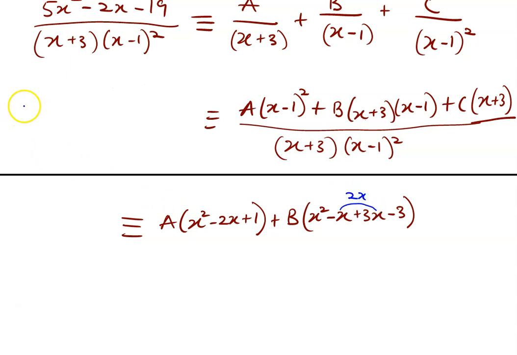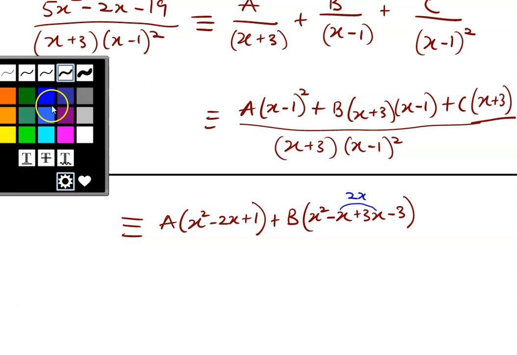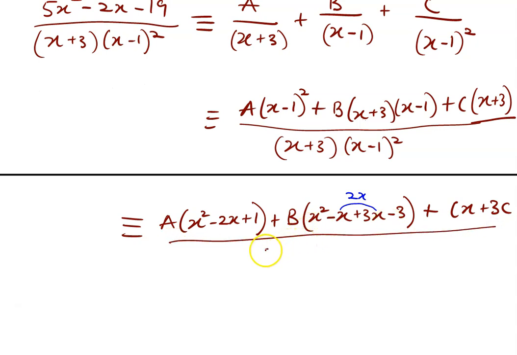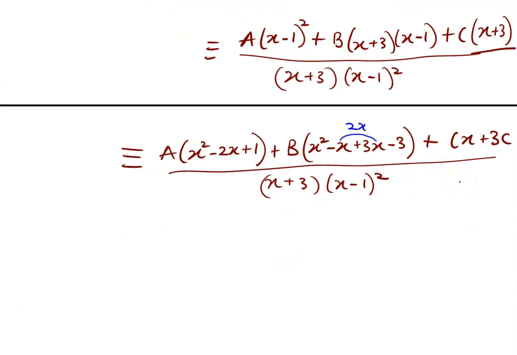2x. So you should take note of it. I'm going to use it very soon. So at the end, let's continue. And with this, I can also expand the c part, which will give me Cx plus 3c, all divided by the denominator, which is x plus 3. Now I have x minus 1 squared. Right, very good. So now I can expand what I have.